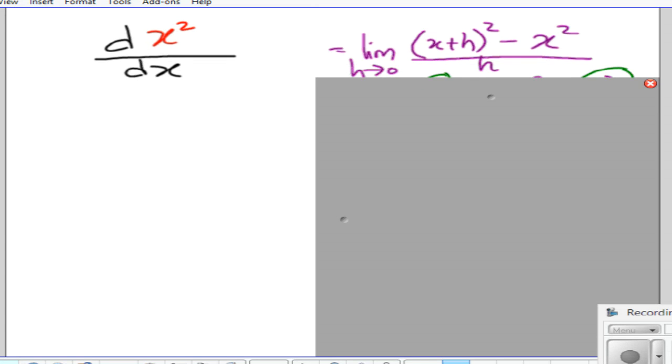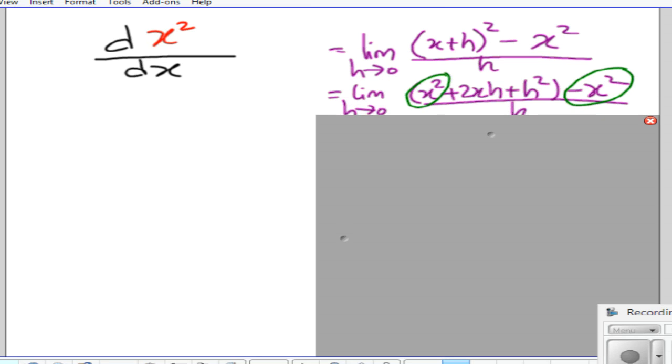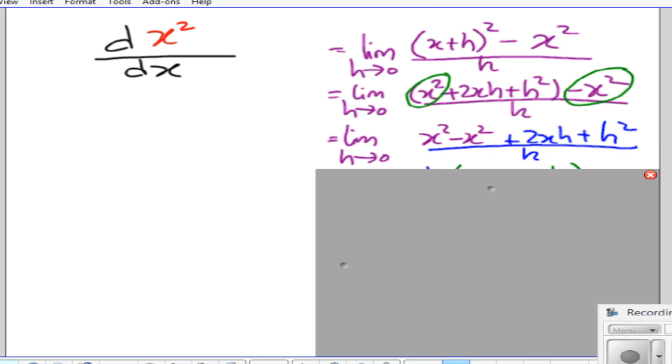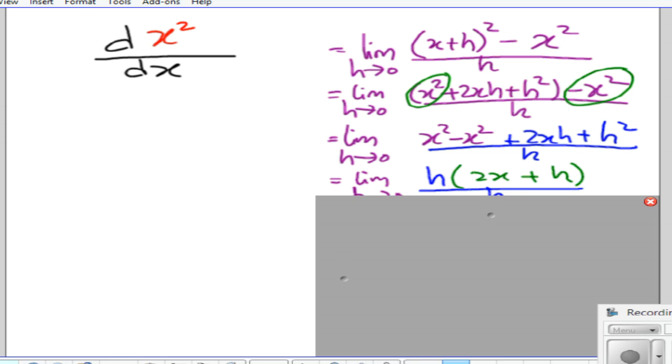I'll start with the first principle, that is, the limit as h goes to 0 of (x plus h) squared minus x squared, over h. And then doing the expansion, just like before, you can see that x squared and negative x squared cancel out. The purple terms cancel out, and the only thing left is the blue. Within the blue, h is a common factor, so you're left with 2x plus h.